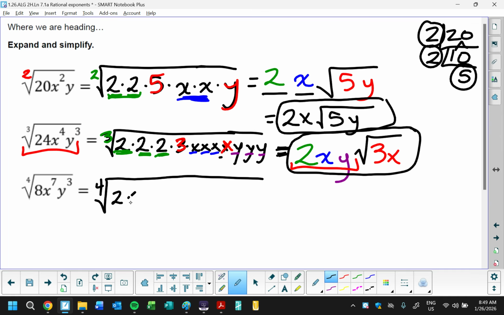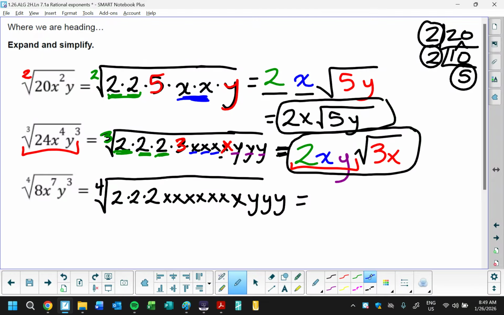8 is the same as 2 times 2 times 2. X to the seventh, 1, 2, 3, 4, 5, 6, and 7. Y to the third. Pause if you need to. Come on back when you're ready. Now there is a bit of a challenge here because you almost might have said the 2's. However, that is not 2 to the fourth power. That's 2 to the third power. So literally, you won't be able to pull those 2's out.